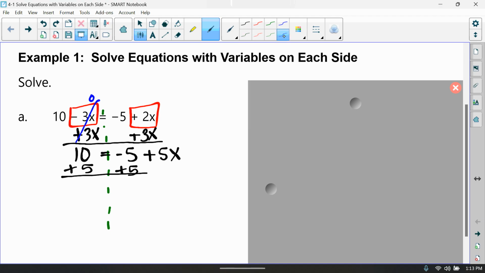So here we've got a number plus its opposite. That's equal to 0. And what's left on the right-hand side is what? 5x. And that's equal to 10 plus 5, which is 15. Okay? And now, to get the x by itself, we will divide by 5 on both sides. So those 5's cancel. And x is equal to 3. Very good.